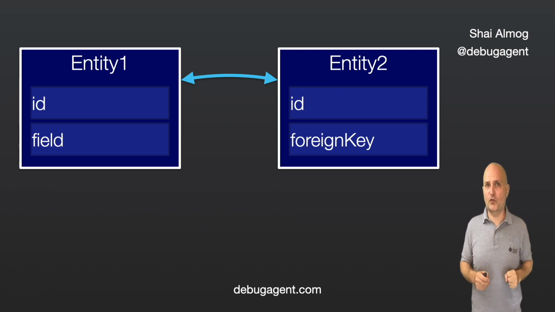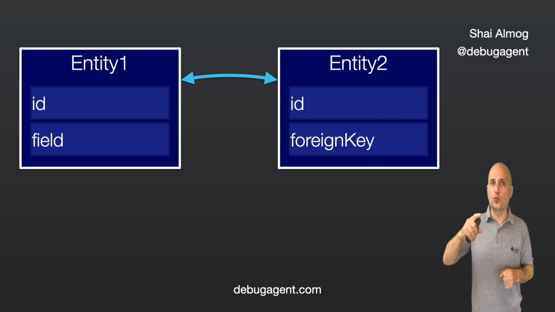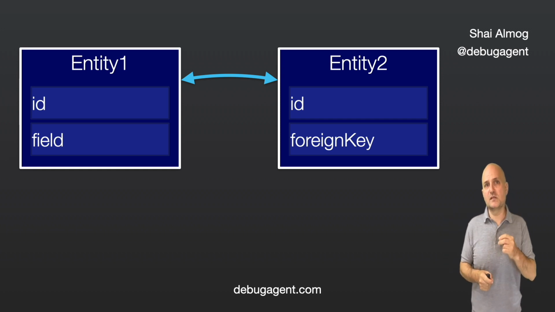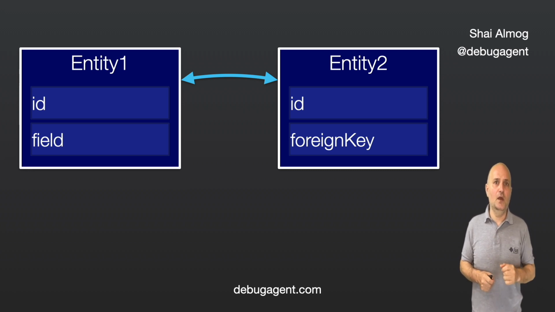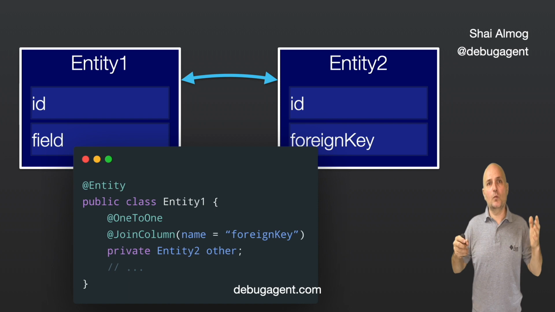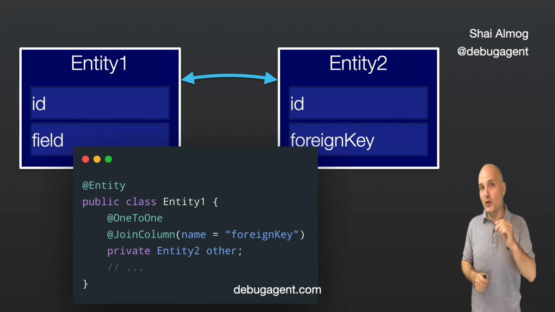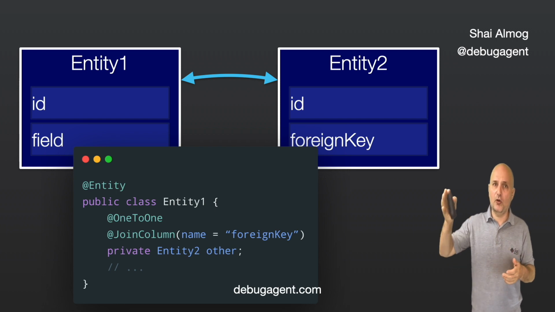There are 3 types of relations in JPA. The first and simplest one is one-to-one relation. Every instance of entity 1 will have an instance of entity 2 associated with it. This is rarely used in the real world. It looks somewhat like this in code. Notice the relation is a pointer directly to the other object.